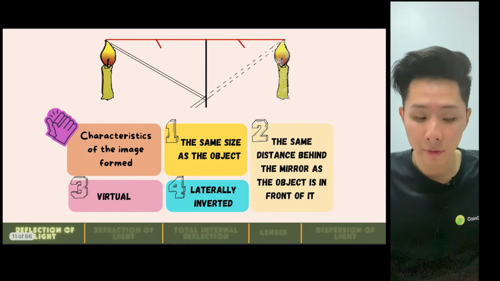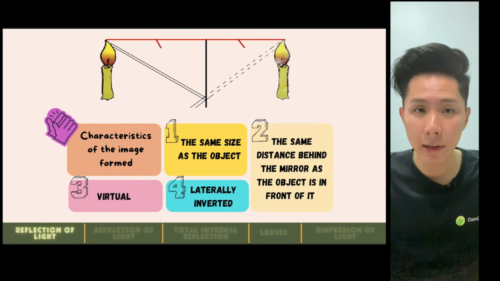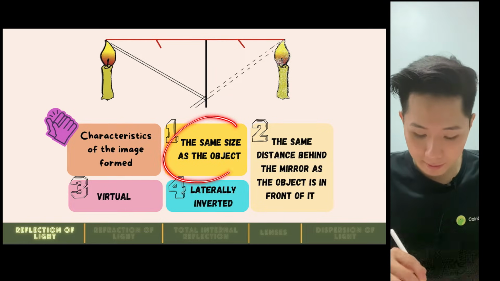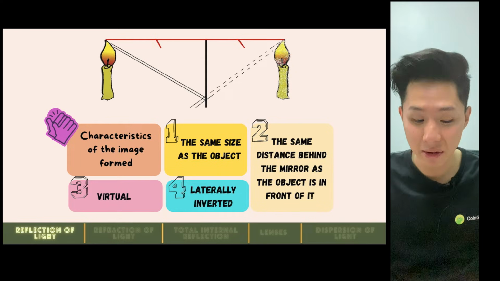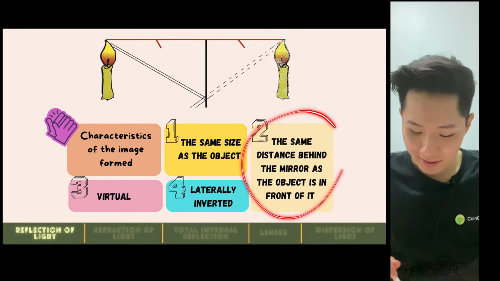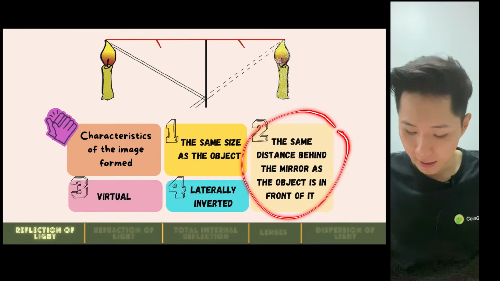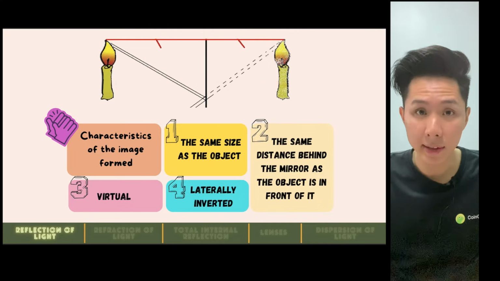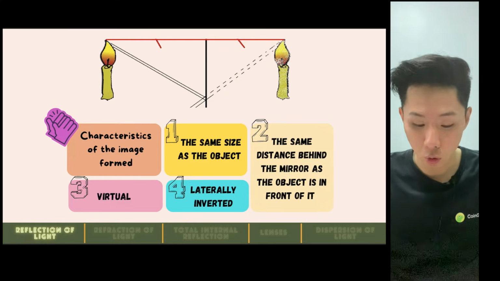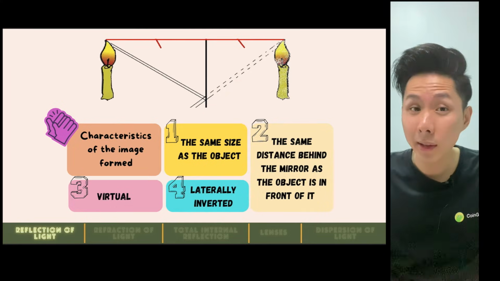So here is how we can describe the characteristics of the image formed by reflection. First of all, it will be the same size. You won't see a bigger version of yourself in the mirror, right? Second, it is the same distance behind the mirror as the object is in front of it, meaning the distance between the image and the mirror and the object and the mirror will be the same. Next one is virtual. As mentioned, it's not an image that is actually real, it's virtual. Laterally inverted, this is a little bit interesting.